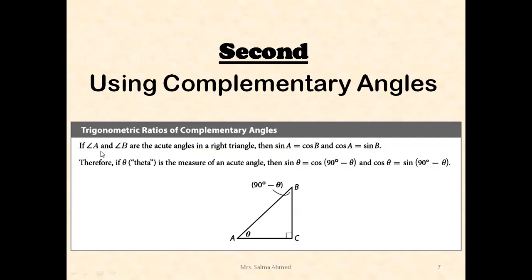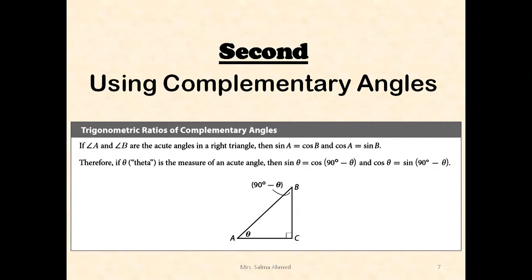As we said before, if angle A and angle B are acute angles in the right triangle, then sine A is equal to cosine B, and cosine A is equal to sine B, as we mentioned before in the previous slide.